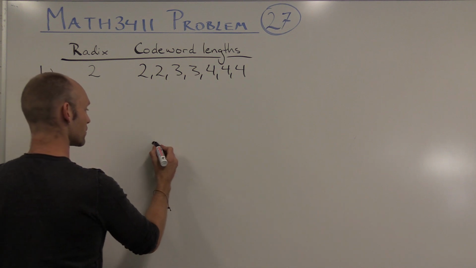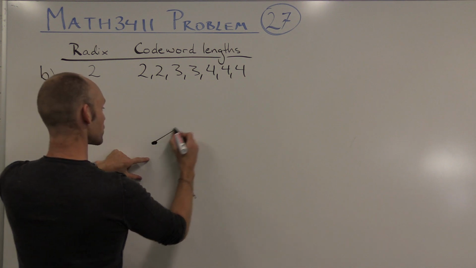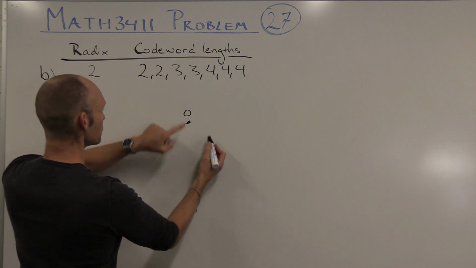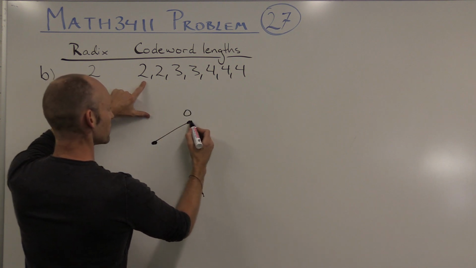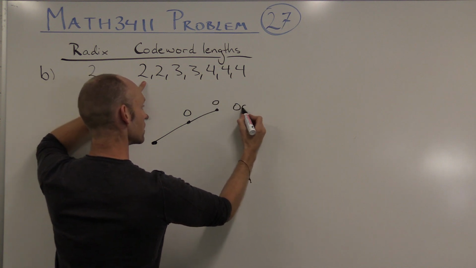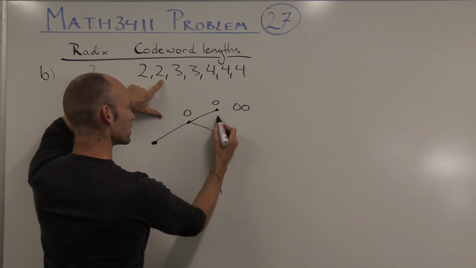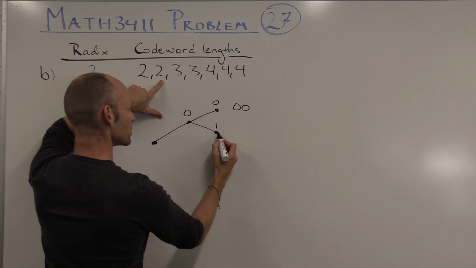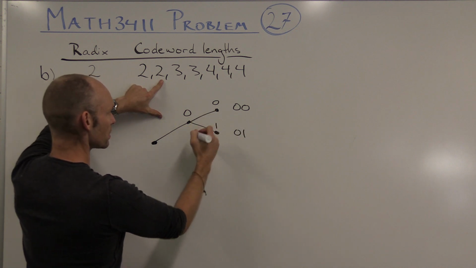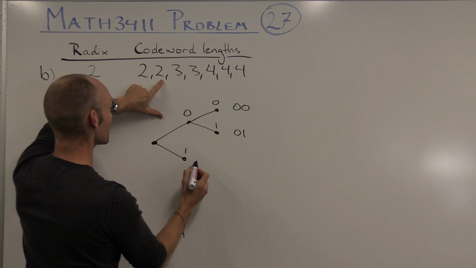So again, we start off with the root of this tree that we're using, and we're looking at radix 2, so we can go up or down 1. So let's start with going up to 0, and we need a code word of length 2, so let's continue up, so that gives us our first code word. For the second one, we just choose the next in line, which is this node here, so we have 0, 1, and we can't use these nodes anymore, they are spent, so let's go down here.